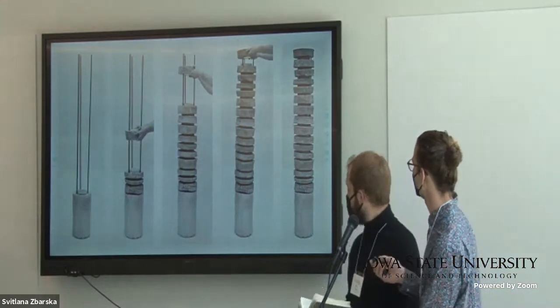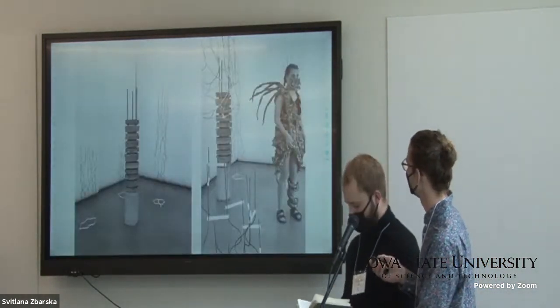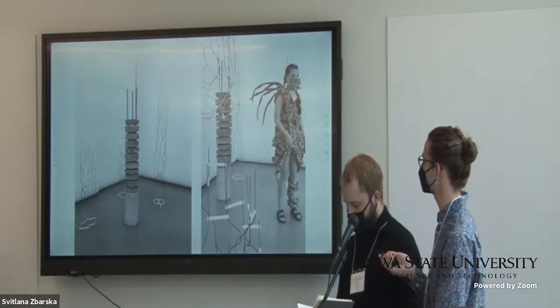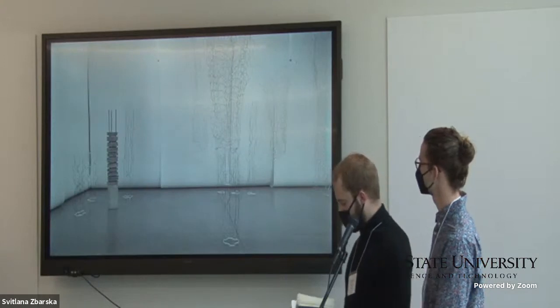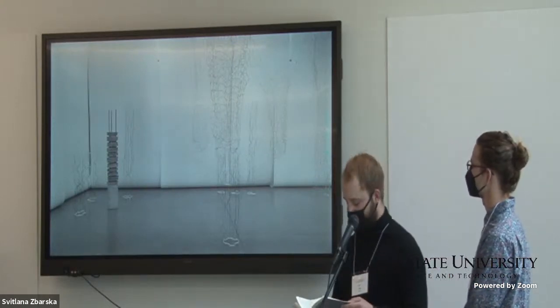This is the final column and all the modules stacked up. And then this is the final column featured in the 2021 College Design Variables show. In conclusion, this research challenges the current conceptions of digital fabrication and its inherent perceptions of perfection.